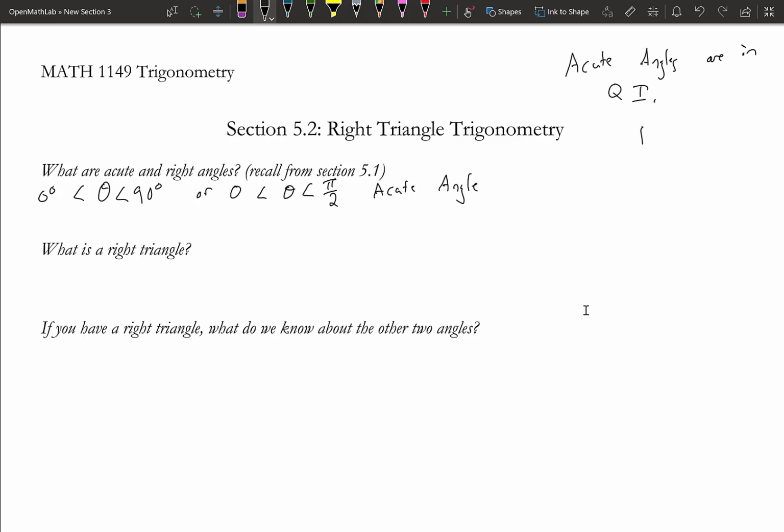If we have an xy plane, remember to be in standard position, we have our vertex at the origin. My initial side is on the positive x-axis, and then we would be going somewhere in the first quadrant to get theta.